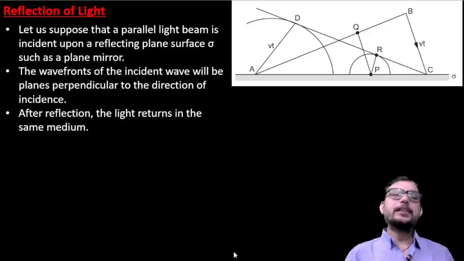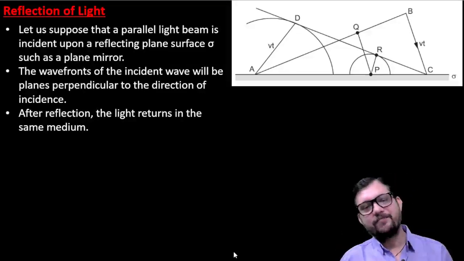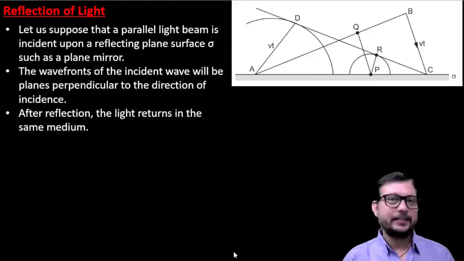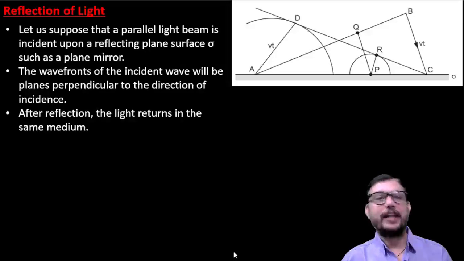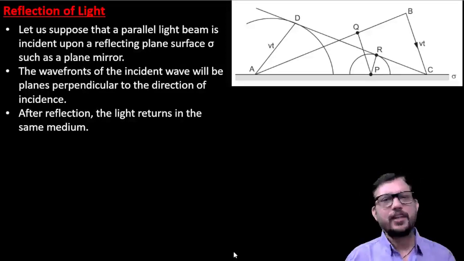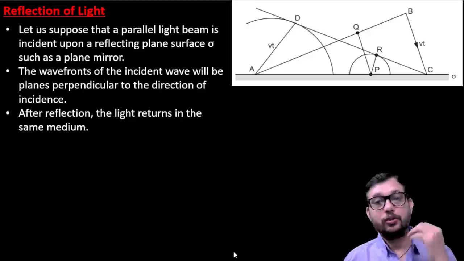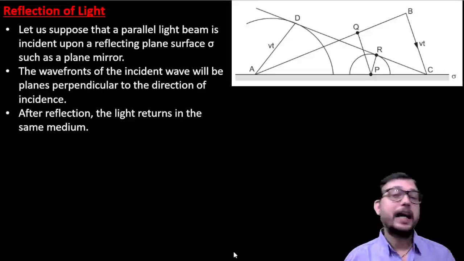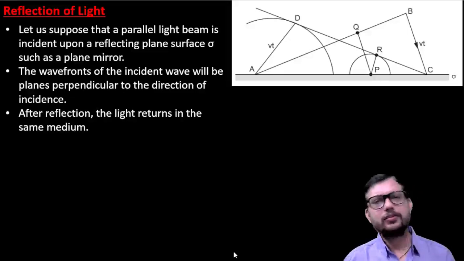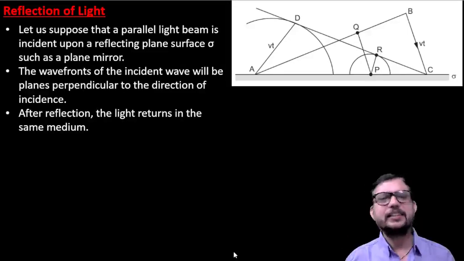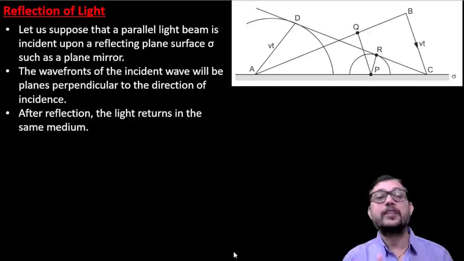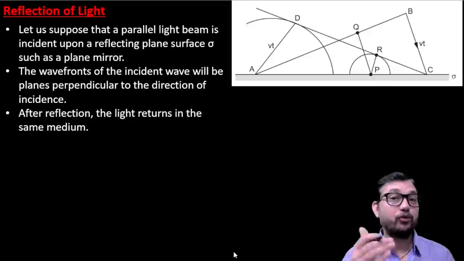Okay, now in this subtopic of the chapter, the topic is reflection of light. We have to go through the reflection of light by using Huygens principle. Firstly we will start with the laws of reflection of light. It is necessary that we recall the Huygens principle.